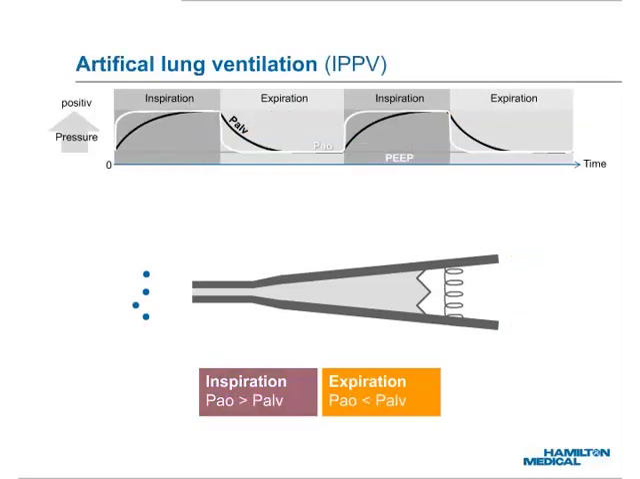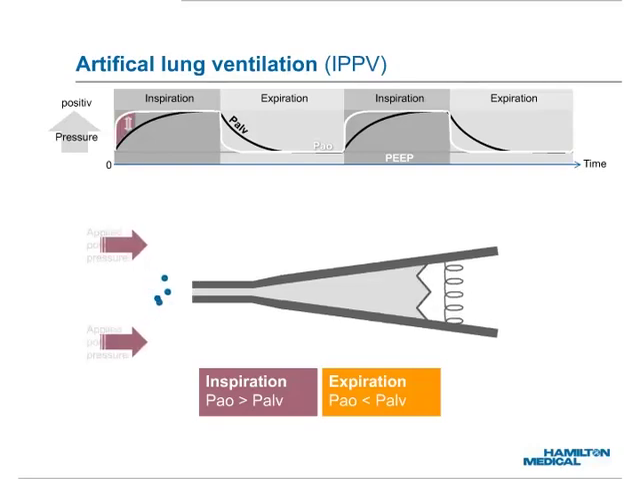Artificial lung ventilation. Artificial lung ventilation can be achieved in 3 ways: intermittent positive pressure ventilation, or IPPV, intermittent negative pressure ventilation, or INPV, and high-frequency ventilation, or HFV. Most modern ventilators are based on IPPV. From now on, when talking about mechanical ventilation, we mean mechanical ventilation with IPPV. To keep our explanation simple, we assume that the ventilated patient is totally passive.